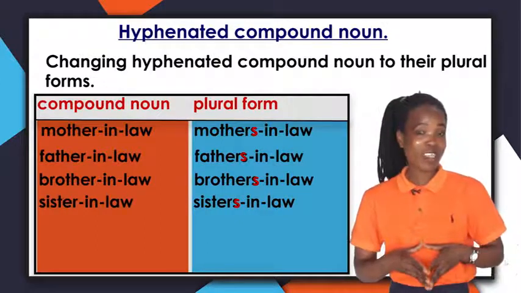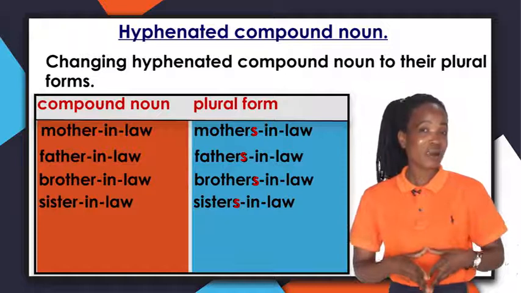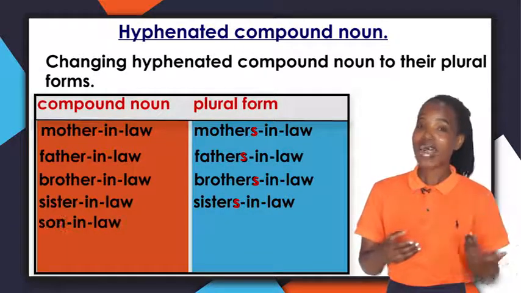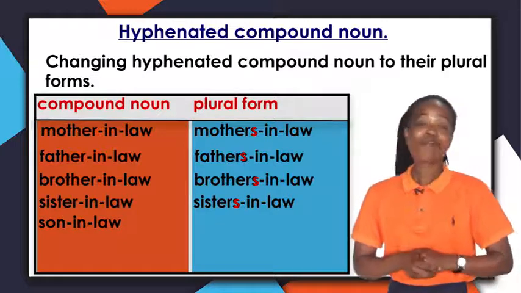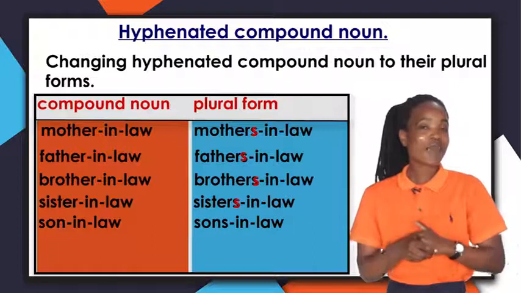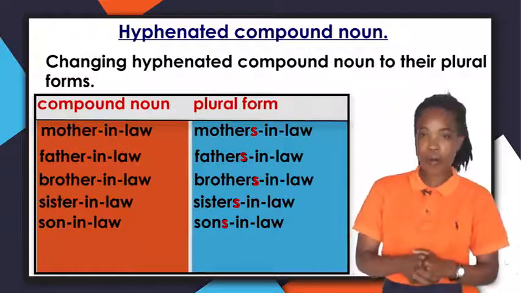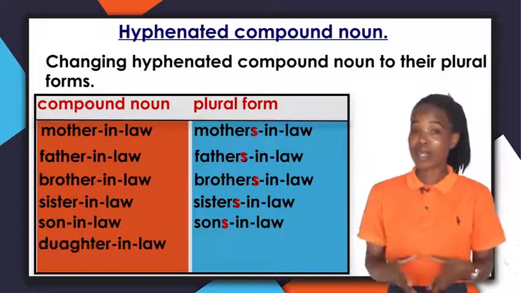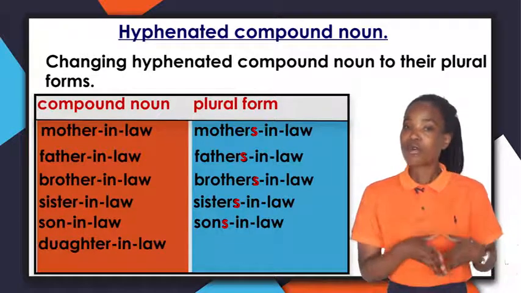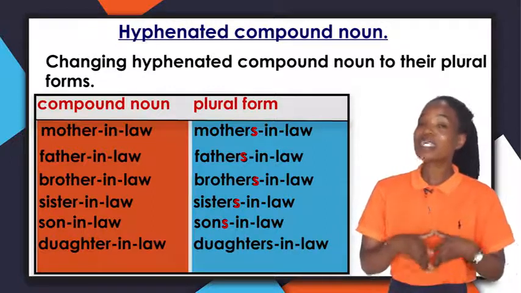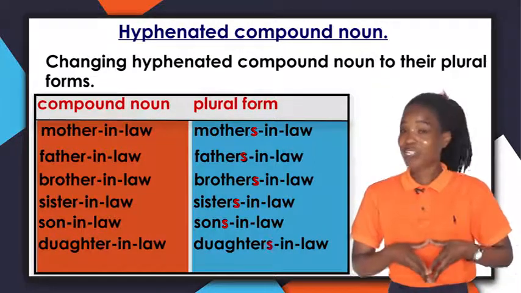Let's continue, my precious viewer, with another compound noun. Another compound noun is the son-in-law. If you have many, the plural form will be sons-in-law. Still, the first noun takes the plural form. Another compound noun is daughter-in-law. In case you have many and want to talk about them, you can refer to them as your daughters-in-law. The first noun takes the plural form, my precious viewer.